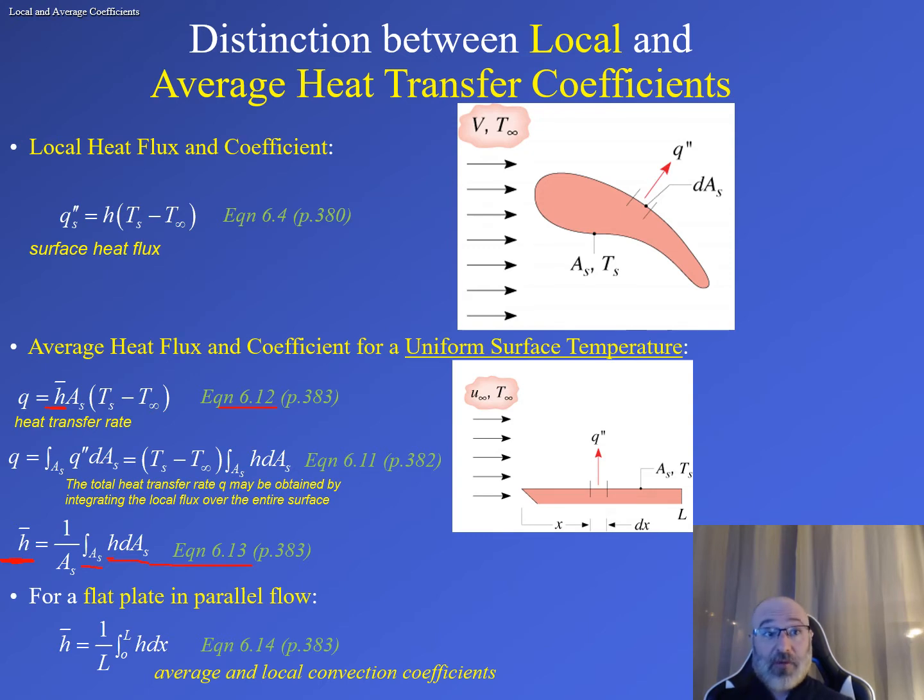Now, in particular, for a flat plate in parallel flow, like we see in our example over here, we can see that our h bar, or our average convection coefficient, is equal to 1 over L. In this case, L is that length right there, times the integral from 0 to L of h dx as we're going in our x direction. And this relates now to equation 6.14 on page 383 of our textbook. And this is for our average and local convection coefficients, h bar and h.